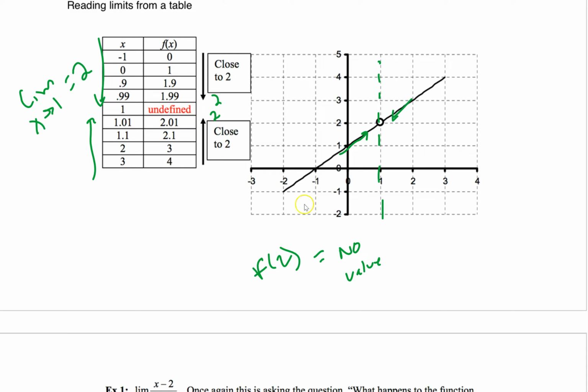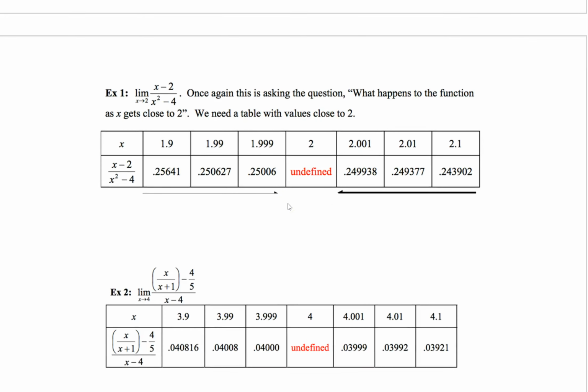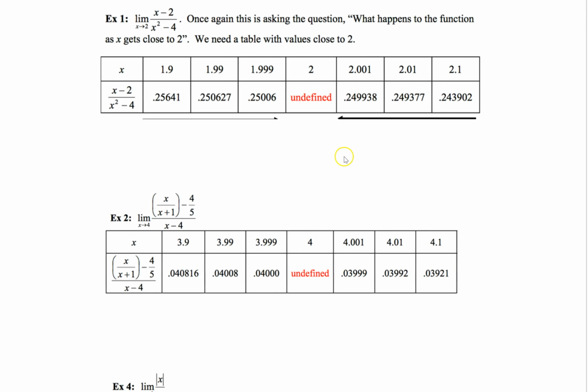Let's do a few more of these real quick. Let's look at this one. The limit of x minus 2 over x squared minus 4 as x approaches 2. Again, we're looking at 2. All we have to do is look at both sides. As I get close from below, what's my graph doing? Look at 0.256, 0.2506, 0.25006. It looks like it's going to 0.25.